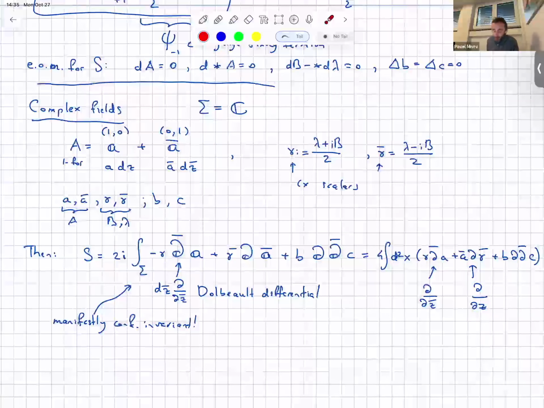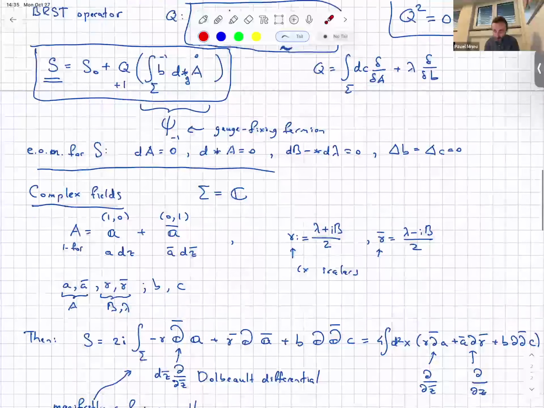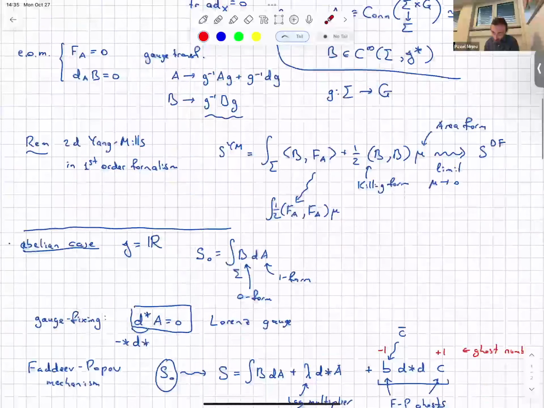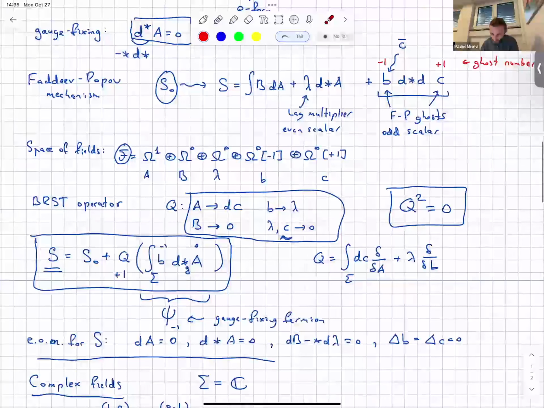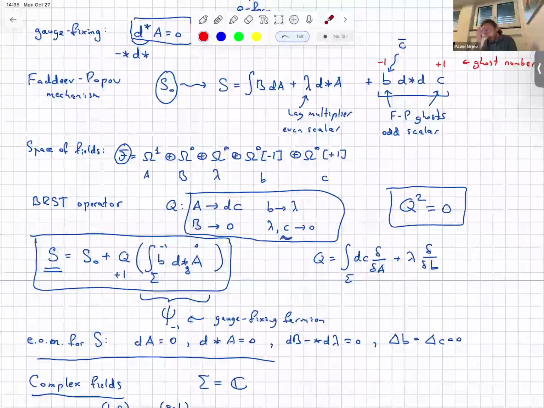So another way to see that the theory is conformally invariant was actually something we could see a long time ago when we were writing down the full action. The point is that the dependence on the metric is through the star appearing here. However, what is conformal invariance classically?